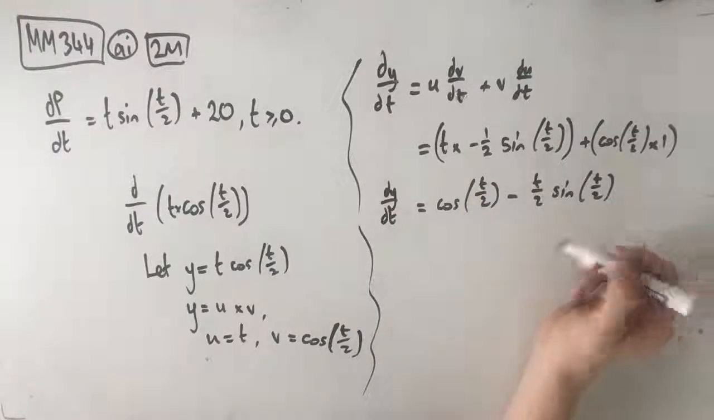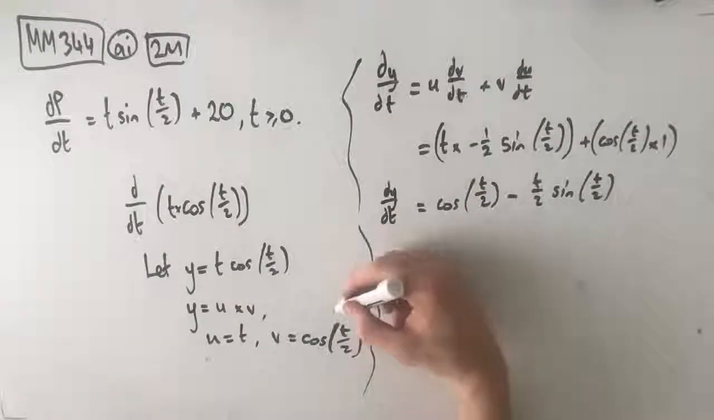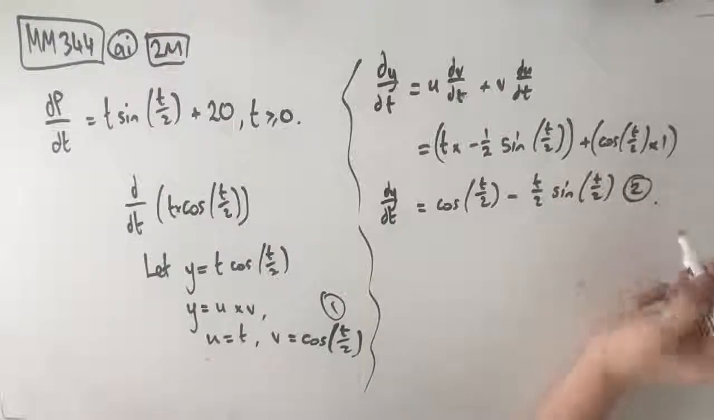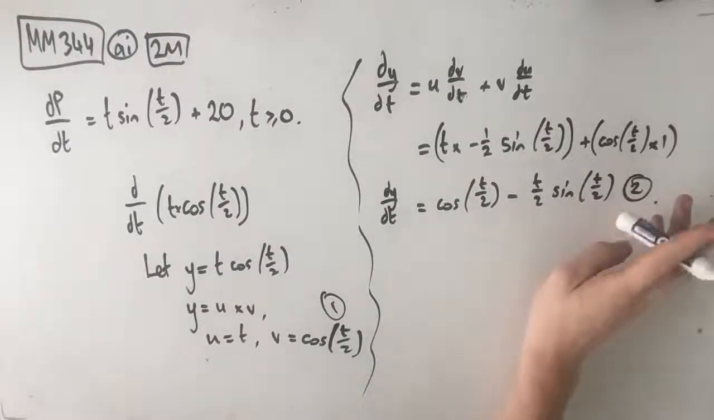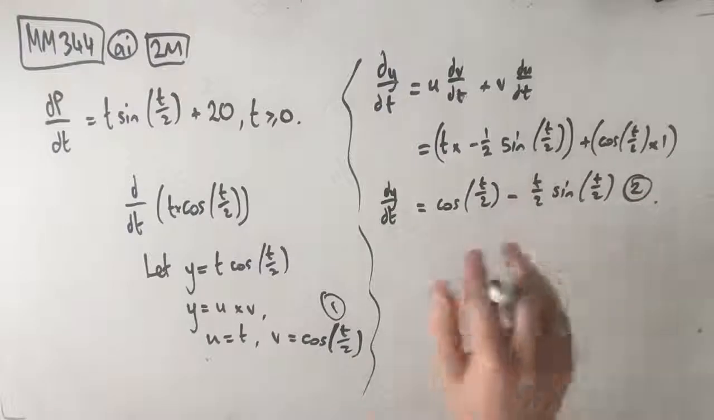Sweet. So our first mark comes when we recognize that we need to use the product rule, so somewhere down here. And then our second mark comes when we actually find the derivative. Guys, that's it for part A I. Let's move on to part A II.